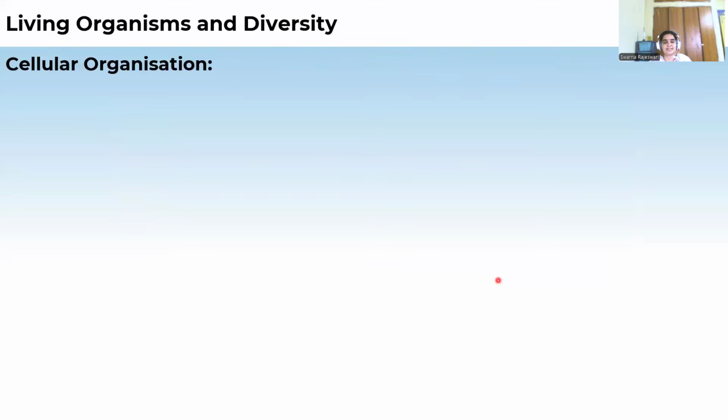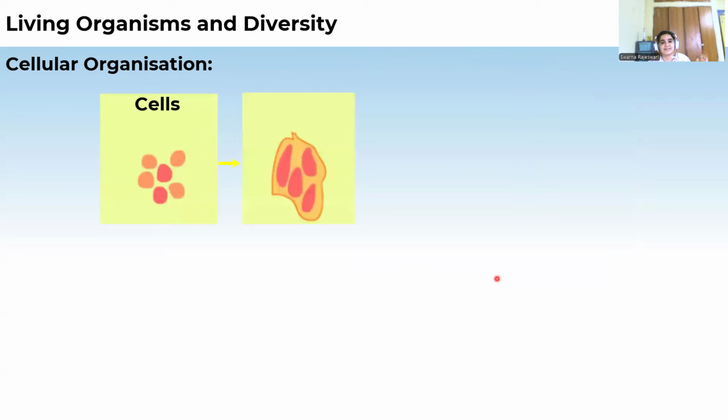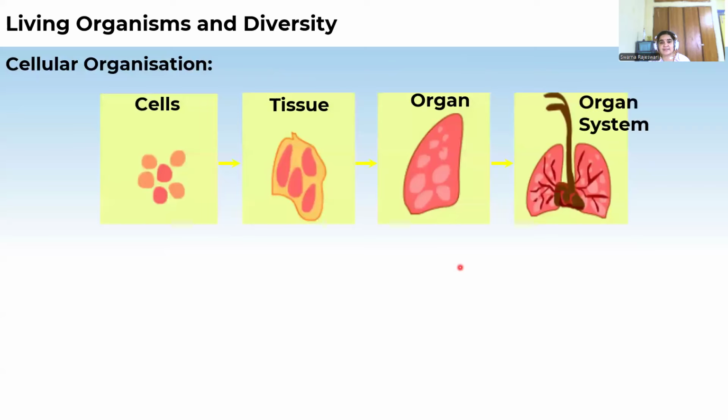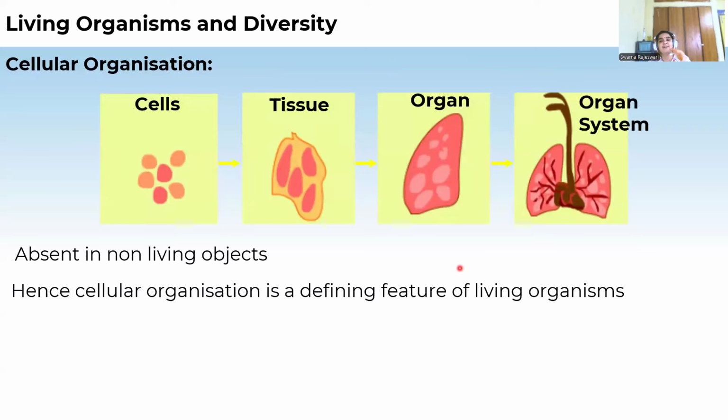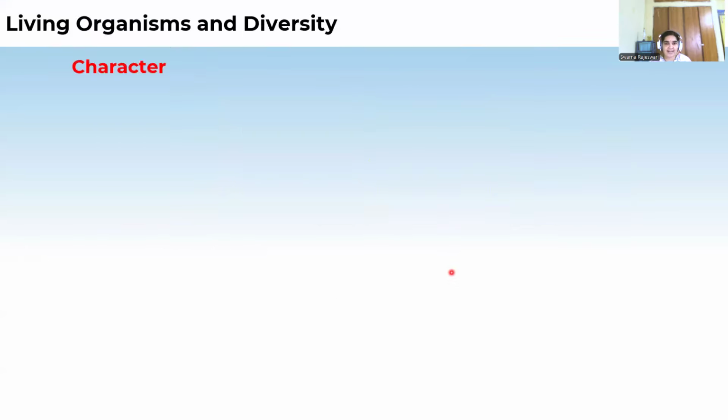Okay. So, cellular organization. What is organization? The cells will be organized to form tissue. All the tissues of the same function will organize to form an organ, and different organs will form an organ system, and different organ systems will form one organism, which is absent in non-living objects. So cellular organization is also one of the defining characters to say that an organism is living.